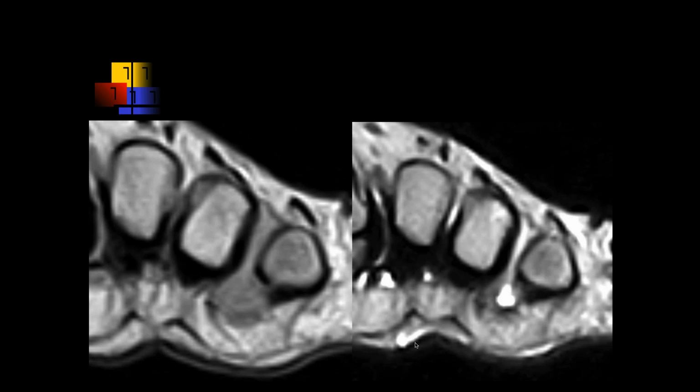All right, for the next case, we have two axial images, T1 and T2. So probably between the fifth and the fourth digit along the volar aspect, I see a fluid collection which is kind of tracking down with a lot of soft tissue thickening around it. So another form of ganglion cyst maybe.